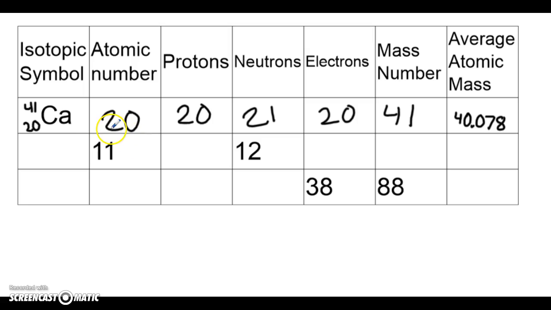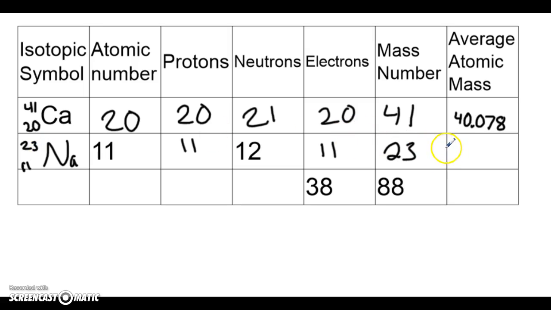Hopefully you paused. The element with an atomic number of 11 is going to be sodium, and that means it has 11 protons and 11 electrons. If it has 12 neutrons and 11 protons, that's a total of 23. So that 23 is the mass number, and it goes on our isotopic symbol.